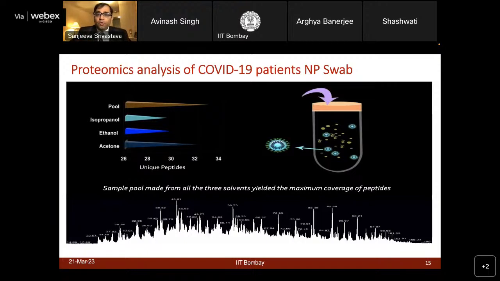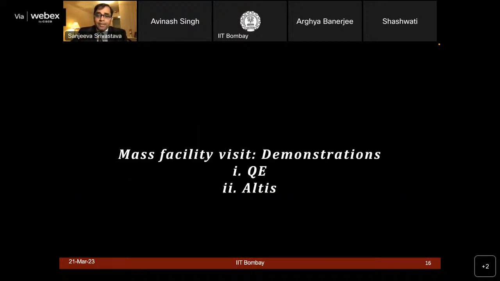In this case of COVID-19 from the nasopharyngeal swab sample, we were able to get many unique peptides of the virus from different types of organic solvent which we used for extraction. The idea was, can we take some of these peptides forward and develop a simplified test using another mass spectrometer, a triple quadrupole based mass spectrometer, known as targeted proteomics. In the next part, we are going to show you a demonstration of two other mass spectrometers. One is the Q Exactive Orbitrap and the second is the TSQ Altis.